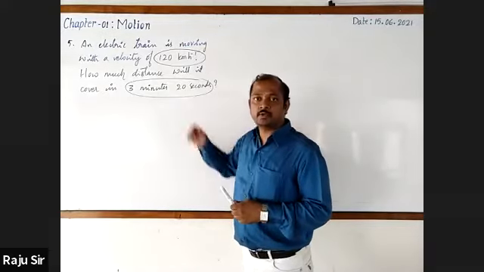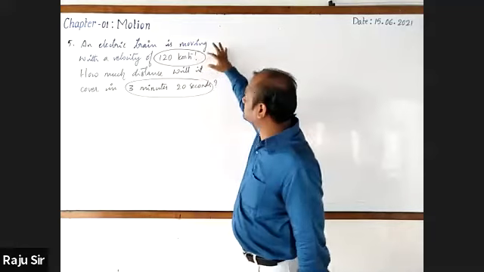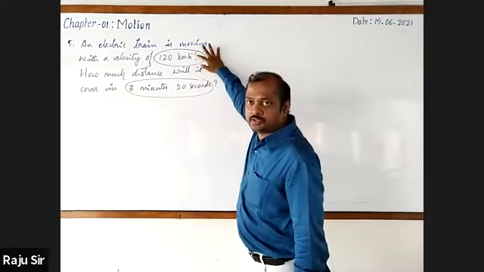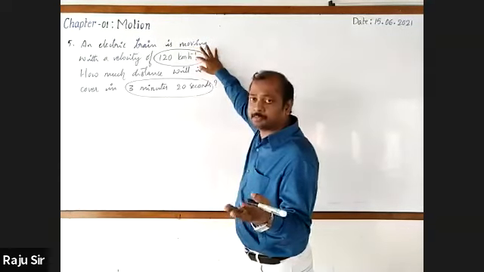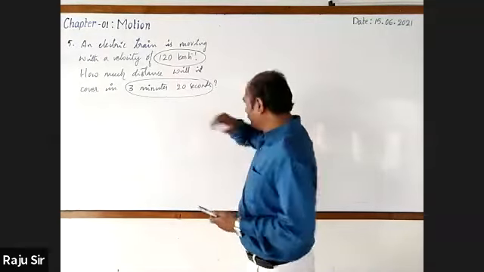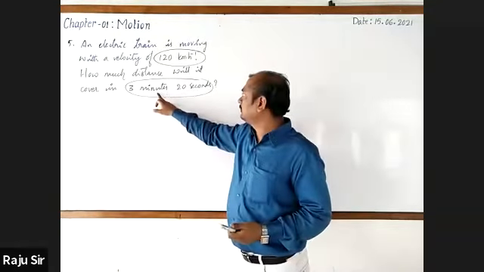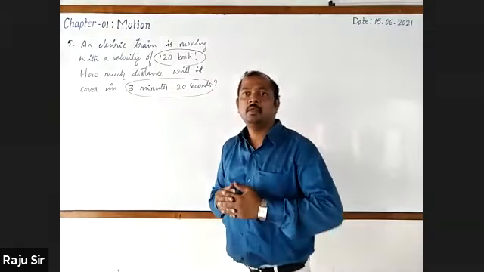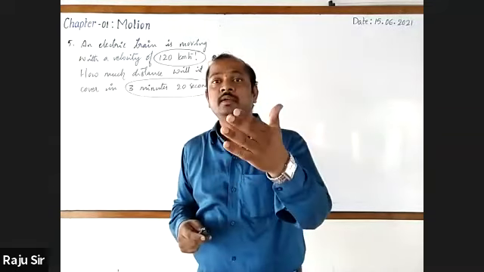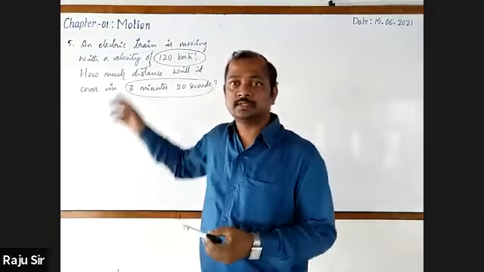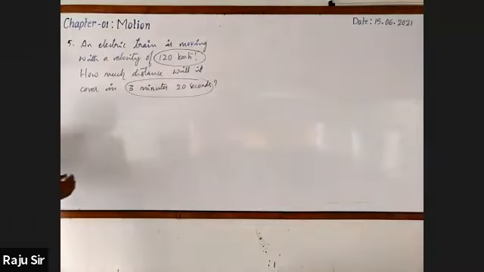First, let's go for writing the data. And before that, observe: 120 kilometer per hour is the velocity, in kilometer per hour. And 3 minutes 20 seconds is the time, in minutes as well as seconds. Dear students, when you are solving any problem in physics, you have to express the units of the physical quantity in SI units.